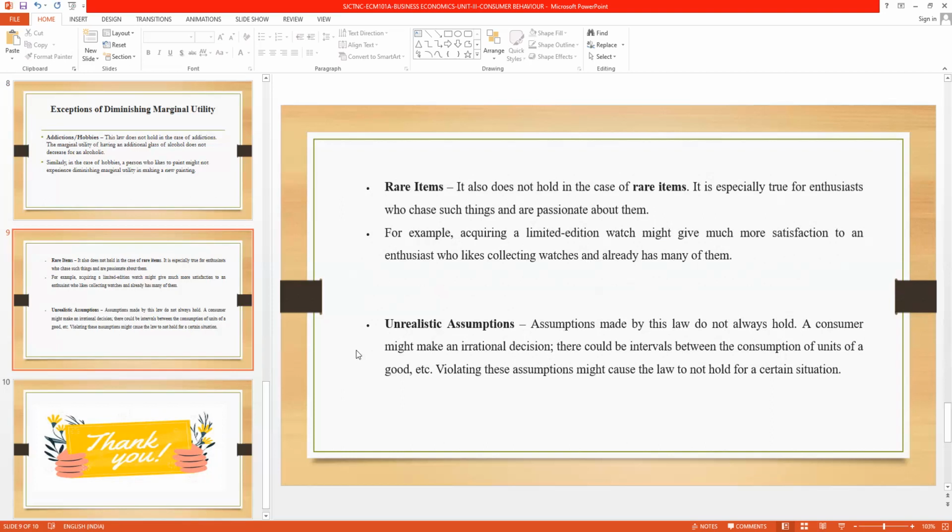Then unrealistic assumptions. The assumptions made by this law may not hold good. A consumer might make irrational decisions. There could be intervals between the consumption of units of a good, etc. Violating these assumptions might cause the law to not hold in certain situations.